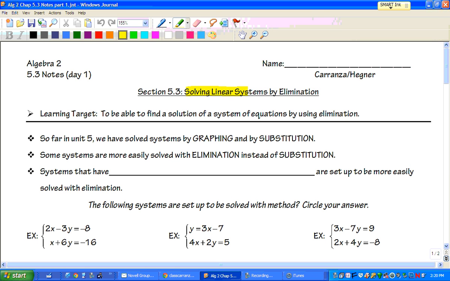Today we're talking about solving linear systems by elimination. Our learning target today is to be able to find the solution of a system of equations by using elimination.